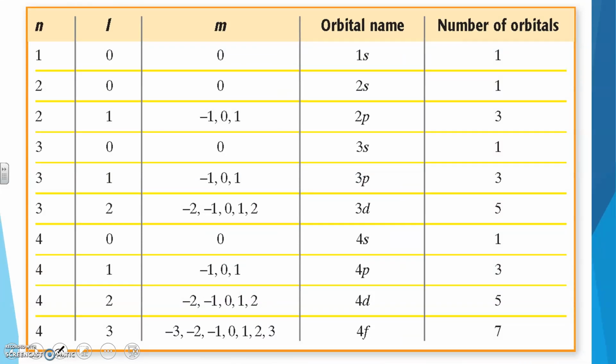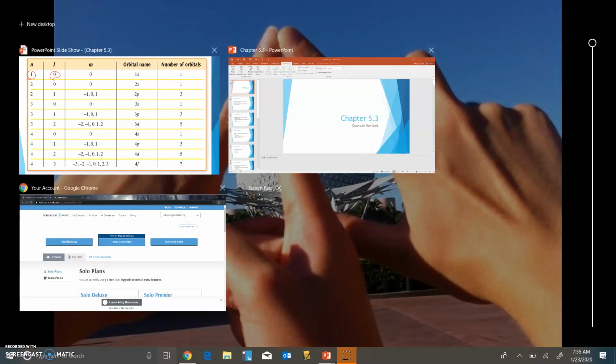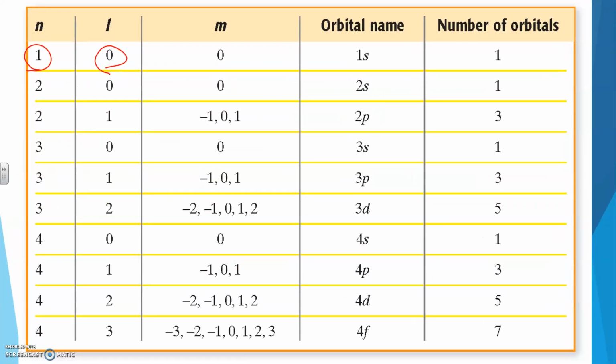So this is looking at the different types of orbitals you can have. You have your 1 energy level. The L value can only be 0, which is why there's only 1 row for this. The M sub L, remember, goes from negative L to positive L, so that one has to be 0.